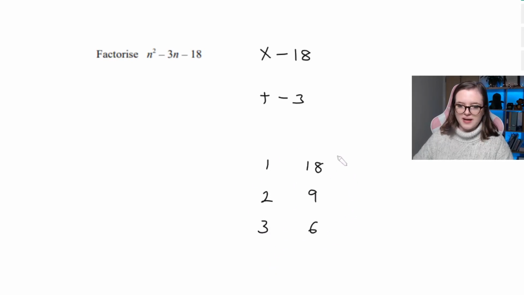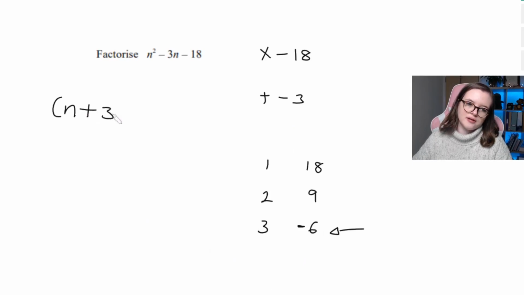Okie dokie, and then from here, which one can get us minus 3? That's going to be this pair here, and to do that, I'm going to need to do plus 3, take away 6, because 3 take away 6, that's then going to be minus 3. So then put them into your brackets, n plus 3 and n minus 6.